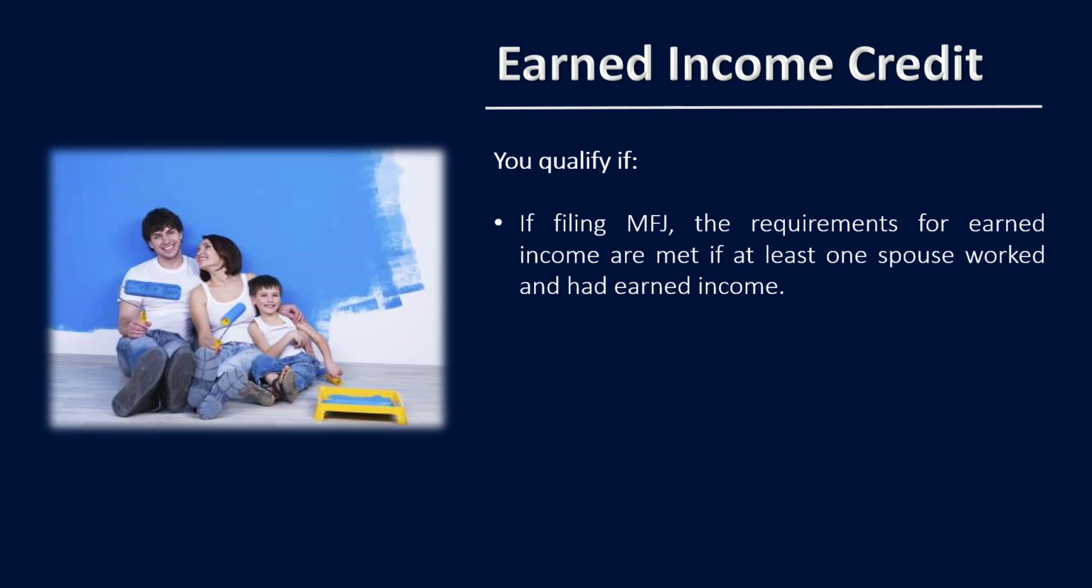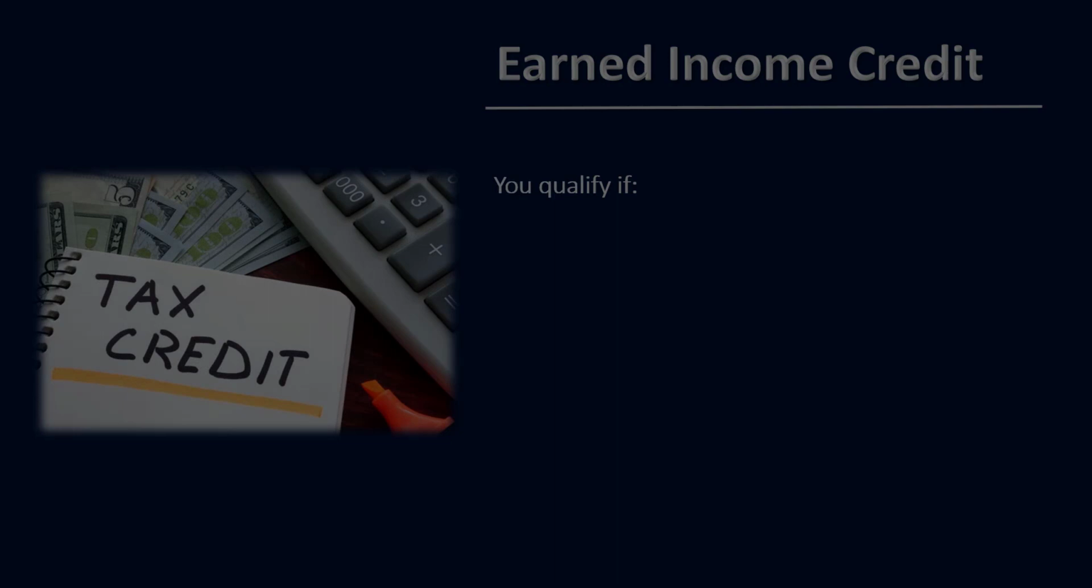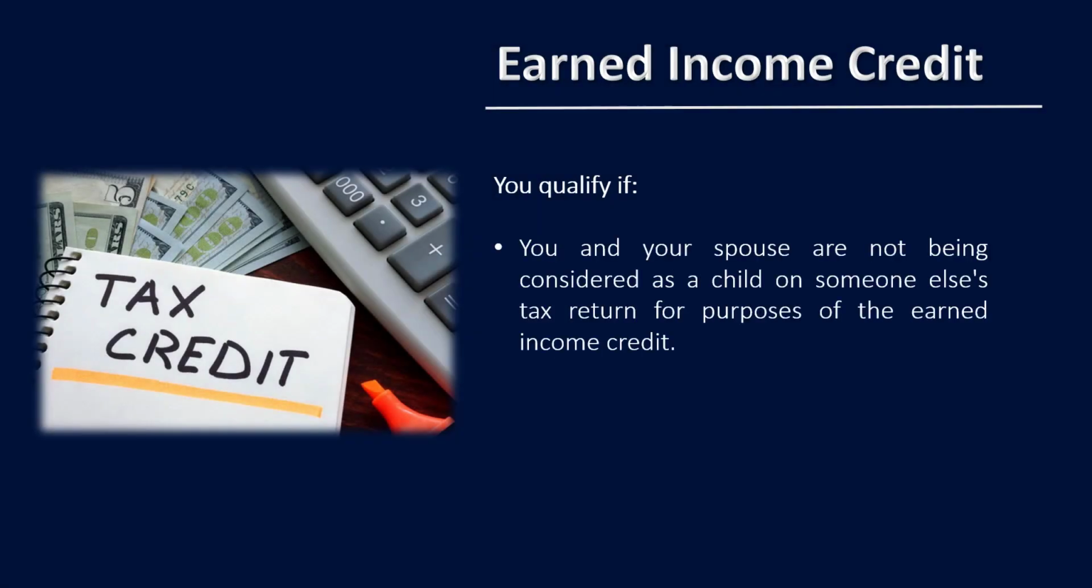You qualify if filing married filing joint, the requirements for earned income are met if at least one spouse worked and had earned income. You qualify if you and your spouse are not being considered as a child or children on someone else's tax return for purposes of the earned income credit. And you qualify if you're a citizen or resident of the United States.